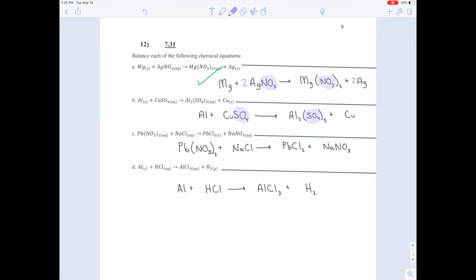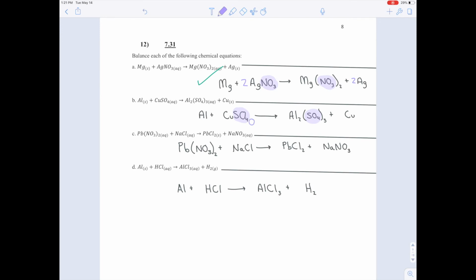Now, in addition to that, one other trick is, if something is ever by itself, like aluminum or copper, balance it last. Because when you put a number in front of it, it's not going to mess up anything else that you balanced. So that's another word to the wise tip. The only thing that's never by itself here is our blob, the SO4. So let's balance that first.